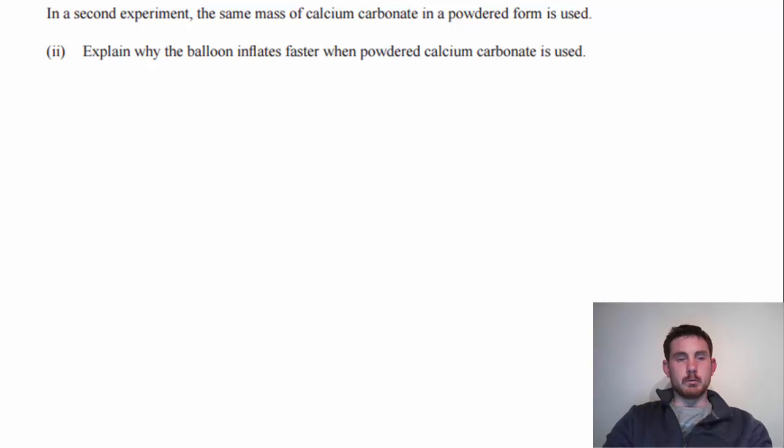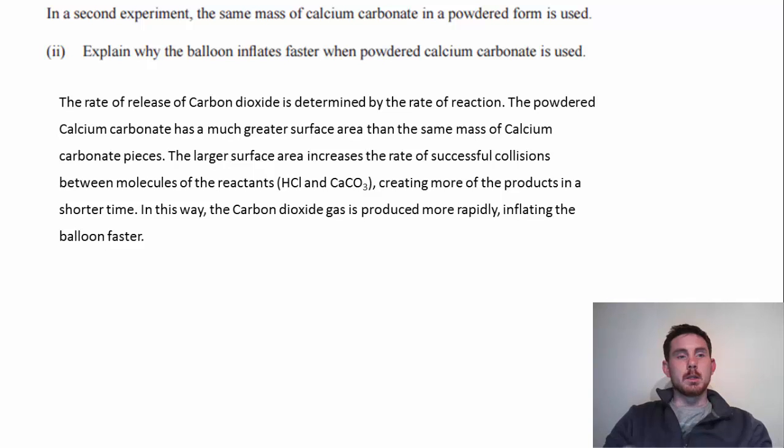So now we come to the real crux of the question, a bit about the rate of reaction. Why does the balloon inflate faster when powdered calcium carbonate is used? So using the powdered calcium carbonate decreases particle size and increases the available surface area of the calcium carbonate that can react with the hydrochloric acid. And so because the rate at which carbon dioxide is released is determined ultimately by the rate of reaction, powdered calcium carbonate with a smaller particle size and greater surface area will increase the number of successful collisions per unit time between the hydrochloric acid and calcium carbonate. So more products created in a shorter time. And in that way, the carbon dioxide gas, because it's released more rapidly, will cause the balloon to inflate faster.